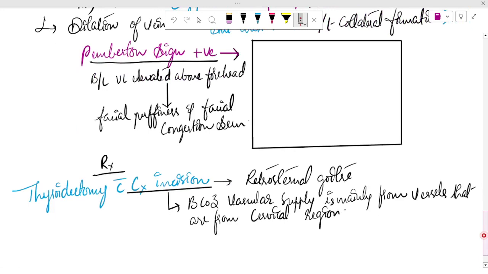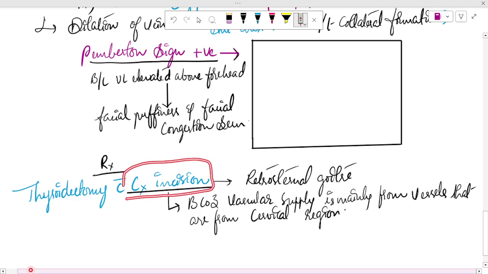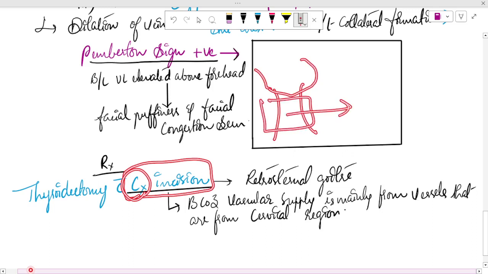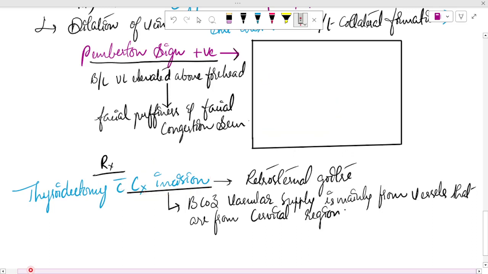So what is the problem in it? Obviously, it should be present inside the ribs only. So that is called a retrosternal goiter. Now, what is the treatment in case of retrosternal goiter? The treatment is very simple. You go for thyroidectomy, in which the incision is done at the cervical region, that means the neck region. This is the neck, and here we will give the incision.